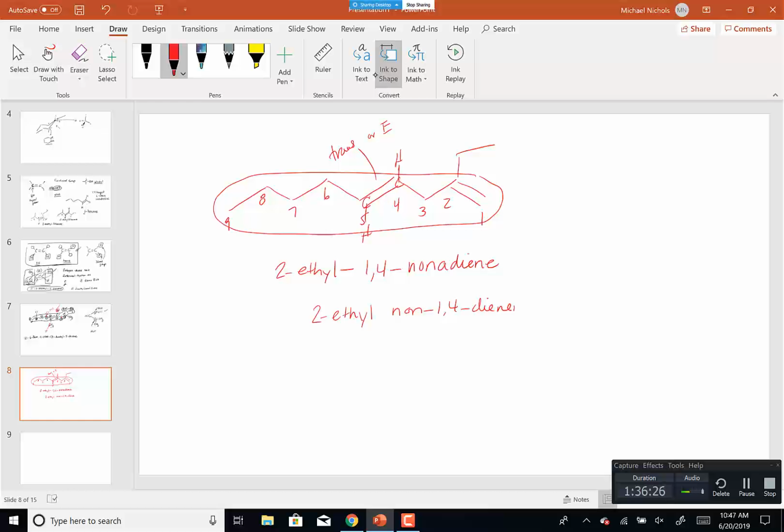And when I say your choice, I sort of mean your choice. Like, you could say, well, can I just forget about cis or trans? No, because I'm going to use cis or trans where appropriate, so you have to know what those terms mean. But if you wanted to say trans or E, both would be acceptable. So the 4-5 double bond is E, or trans.